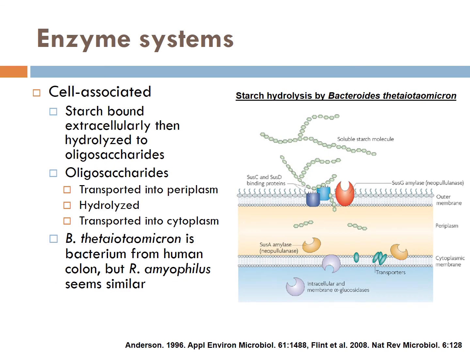Just like for cellulose hydrolysis, there are cell-associated and free enzyme systems for starch hydrolysis. For the cell-associated system, starch is bound extracellularly and then hydrolyzed to oligosaccharides. The oligosaccharides are transported into the periplasm, hydrolyzed, and then transported into the cytoplasm. The figure at right shows the system for Bacteroides thetaiotaomicron, which is a bacterium from the human colon, as you recall. But the system for Ruminobacter amylophilus seems similar. The same genes are present, and biochemical experiments show a similar process.